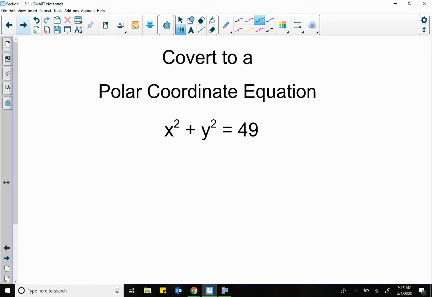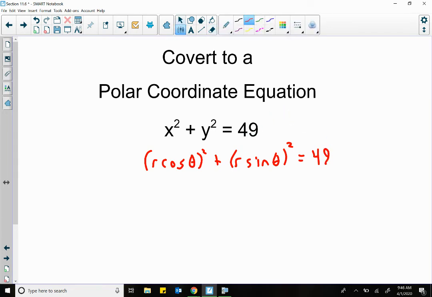Okay. Again, remember that we can change x and y for their polar equations. So that gives us r cosine theta, and we're going to square this, plus r sine theta, and that needs to be squared, equal to 49.